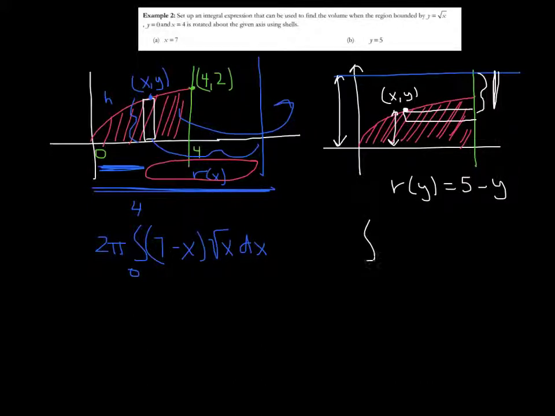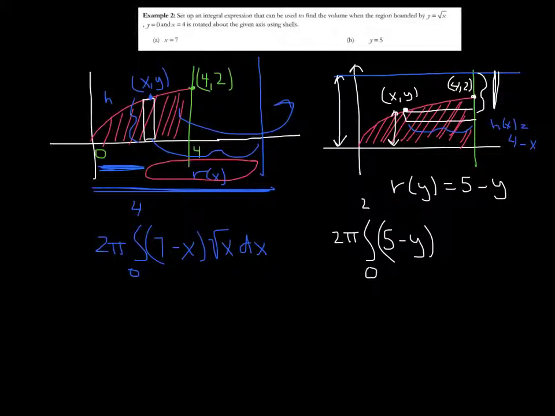So far our integral should look like, well, now where are we integrating? Earlier I said that point was going to come in handy. We need it here, (4, 2). So now we're integrating up and down the y-axis, so it's going to be from 0 to 2, times 2 pi. And the radius is 5 minus y. And the height of our rectangle is essentially going to be that distance right there. And so the height of the rectangle is simply going to be 4 minus x.